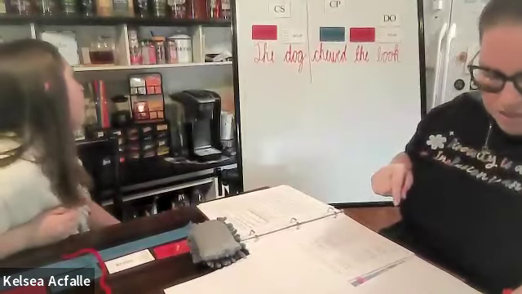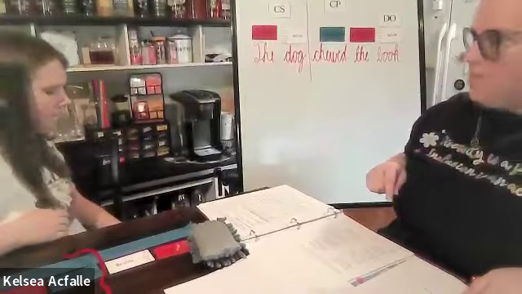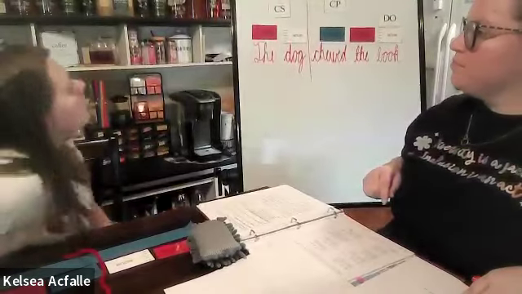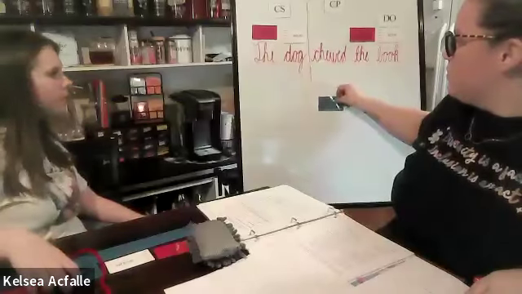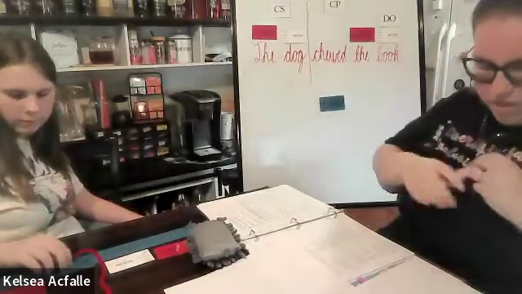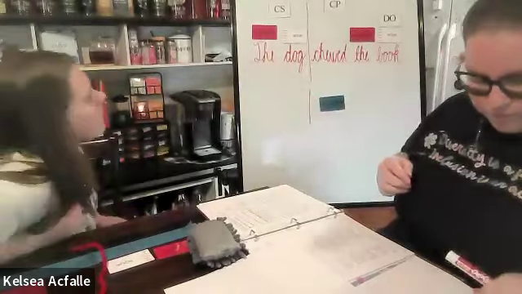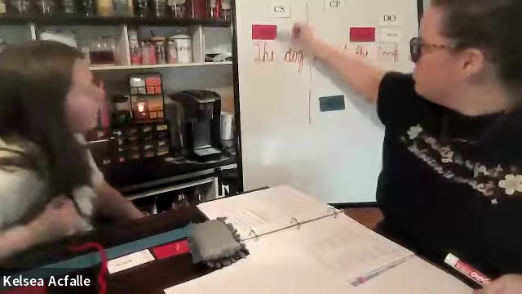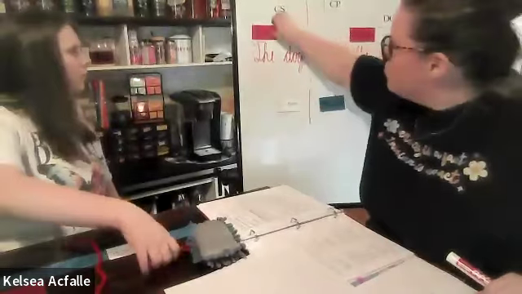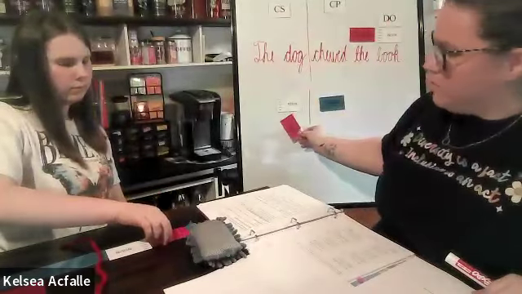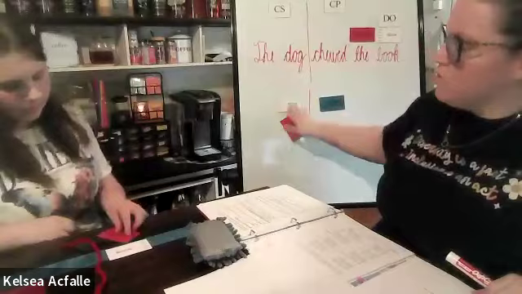Okay. All right. What is the action of our sentence? Chewed. Okay. Chewed is our action verb. Who chewed? The dog. Good. Dog is our noun. What dog? The dog. Okay. So our article, it's going to go down here like this, because remember, it just goes off of the noun.